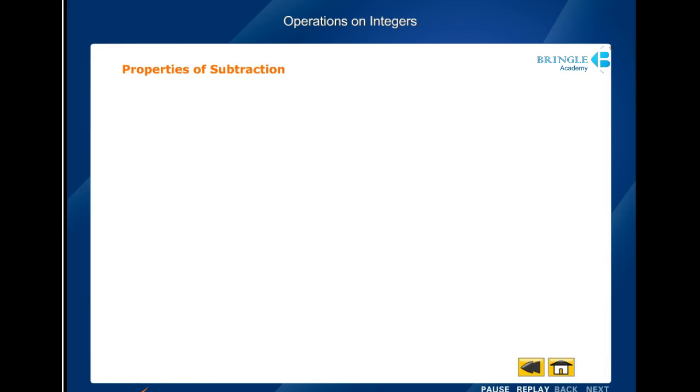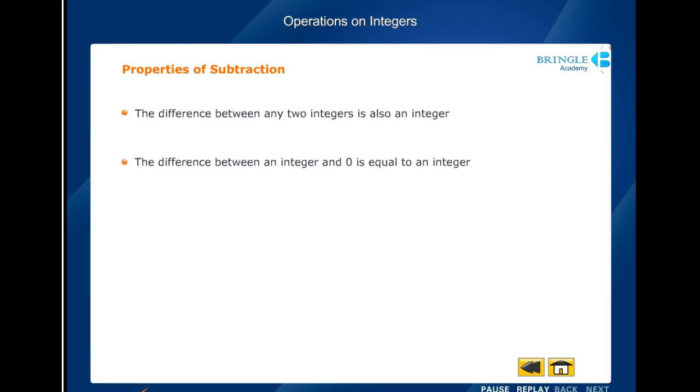Properties of subtraction. We shall list some of the properties of subtraction. They are: the difference between any two integers is also an integer. The difference between an integer and 0 is equal to an integer. If a, b and c are integers and a is greater than b, then a minus c is greater than b minus c. Take numerical values and verify the properties.